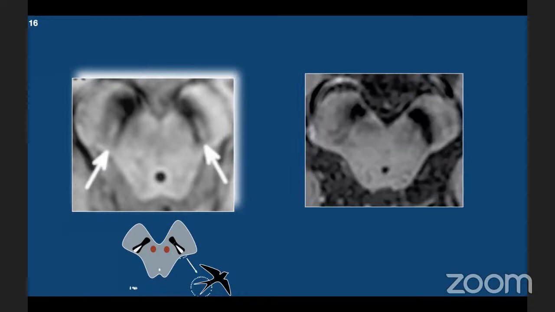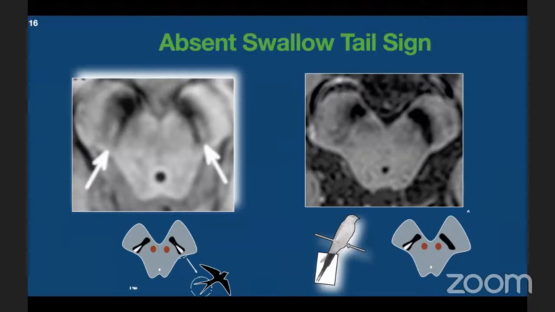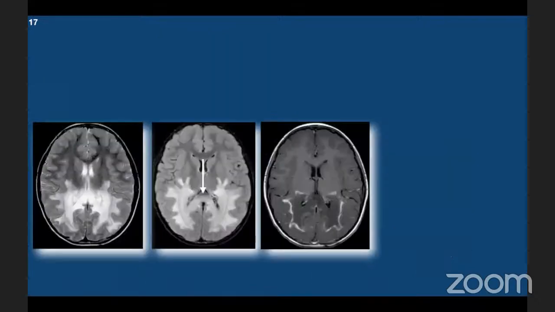The next image is a patient with Parkinson's disease presenting with tremor and bradykinesia. In the right side, we can see the normal swallowtail. In the left side, the swallowtail is missing due to the decreased signal from nigrosome. Missing swallowtail sign is a very important finding in Parkinson's disease. It has a negative predictive value of about 90%.